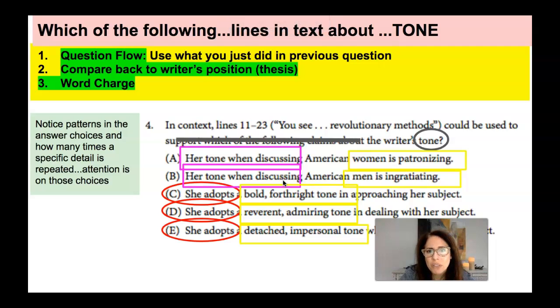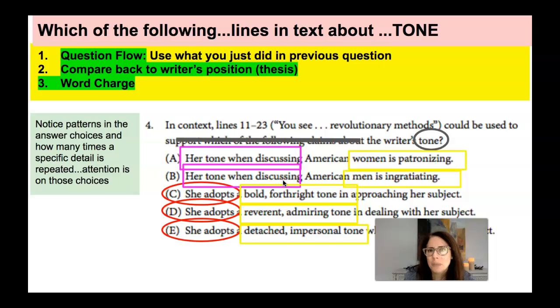then just knowing that it's sarcasm, we are going to figure out that it's not an admiring tone. It's not going to be D. It's also not detached and impersonal, right? It's very rare that a speaker of a speech will be detached and impersonal. That's not going to happen. So it's not E, it's not D. She's not admiring. She's sarcastic, bold, direct. You know, it's forthright. It's pointing things out very clearly. So we think it's C, okay?